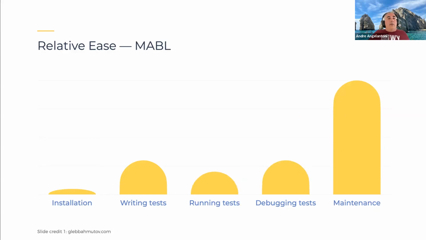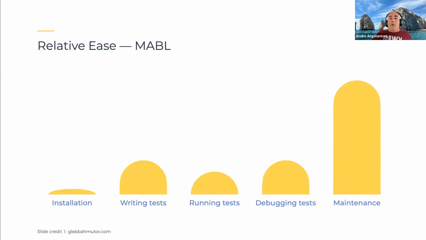Then there are these no-code tools. One of them is Mabel, and again, very easy installation, because what you're basically doing is recording as you walk through the user paths of your website. So the writing of the test is pretty easy. The running of the test is easy. Debugging the test is relatively easy because you can just see from the video what's actually going on.